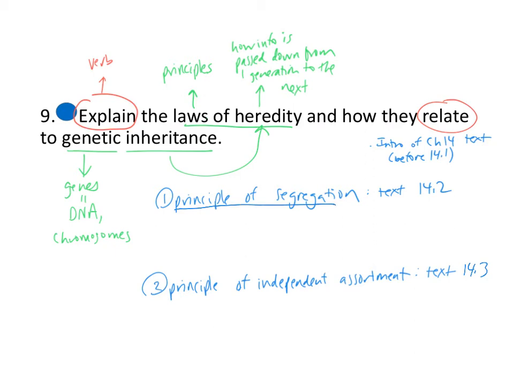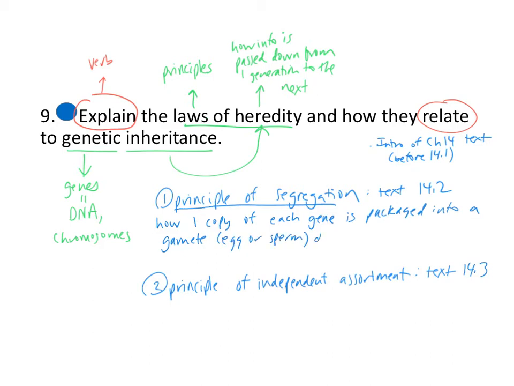Okay, so principle of segregation. This has to do with how one copy of each gene is packaged into a gamete, which would be the egg or sperm, during meiosis, which is the process of making gametes.